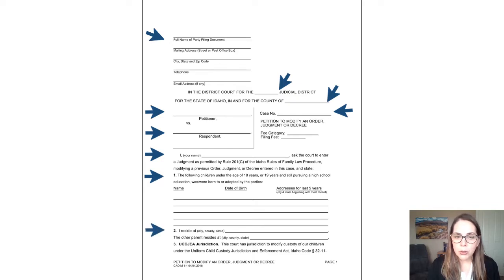Paragraph 2, you are going to put down the city, county, and state where you reside and also where the other party resides. Paragraph 3 is referring to the Uniform Child Custody Jurisdiction and Enforcement Act. Please read that.